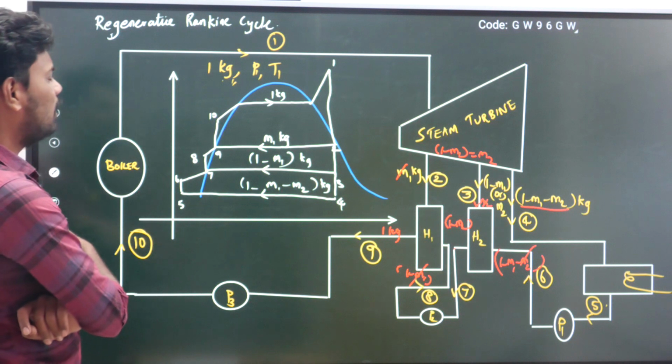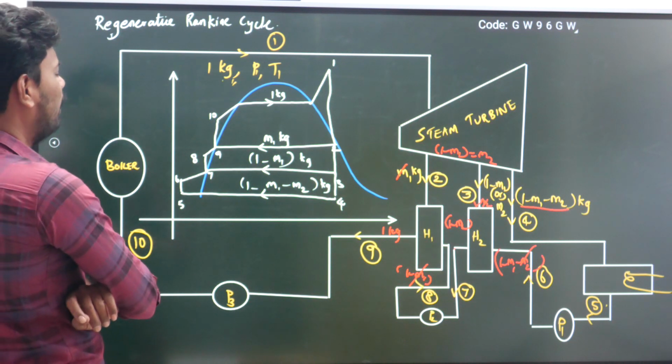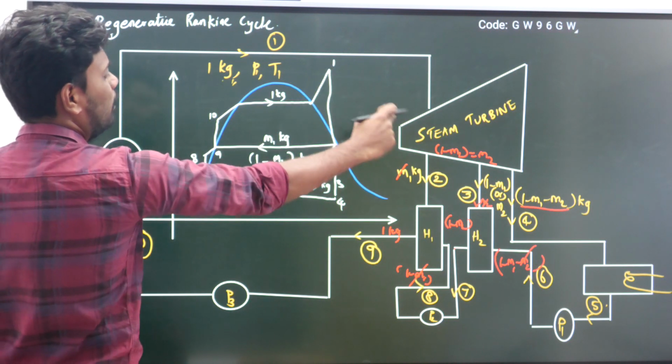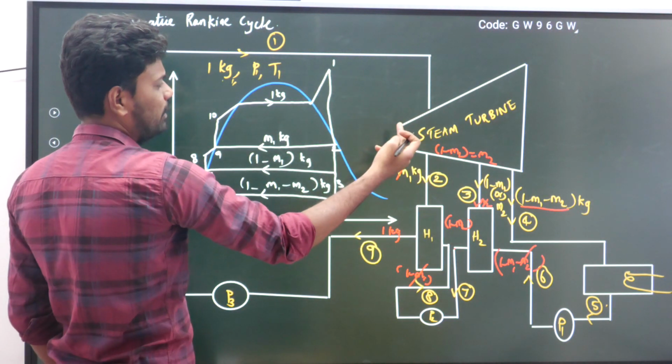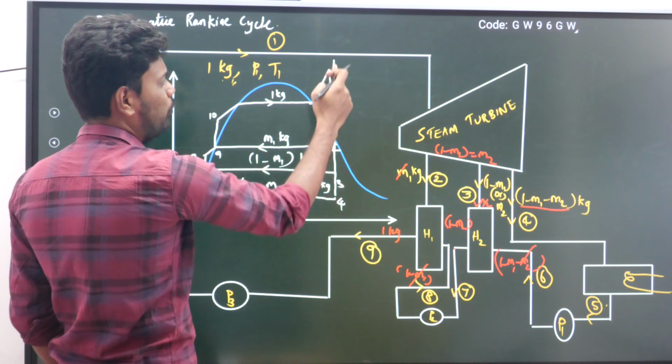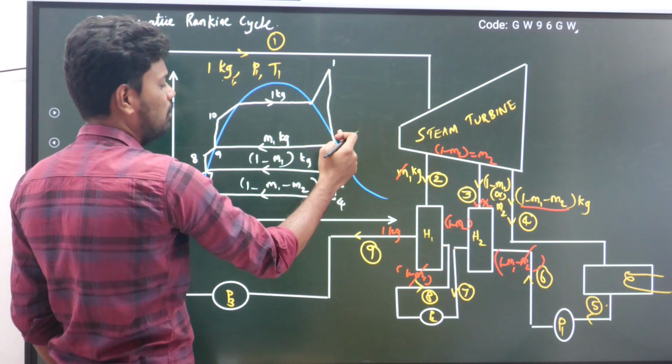Now the TS diagram, you see, from 10 to 1 is the boiler. So 10 to 1 in the boiler, water is converted into steam. Then 1 to 2, what is happening? It is expanding in the turbine. So 1 to 2, the superheated steam is becoming dry steam after some expansion.